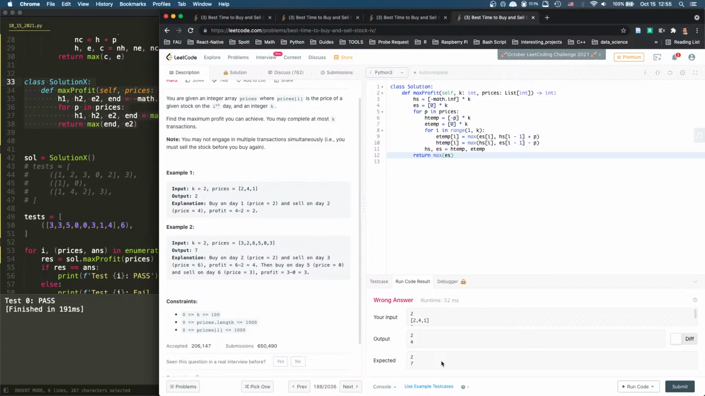Buy on day 2 and sell on day 3. Buy on day 5 and sell on day 6. How is this not right? We're following the same rule, right?